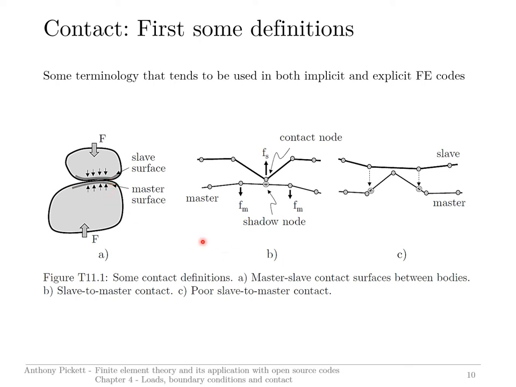I've shown potential contacts here and here, two cases. If this is our slave surface that's moving, and our master surface also moving, and they start to hit each other, this contact is identified here. So this slave node is identified as hitting this master element, for example.